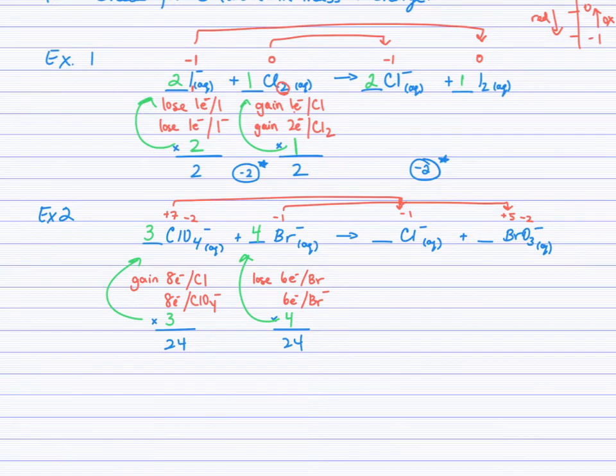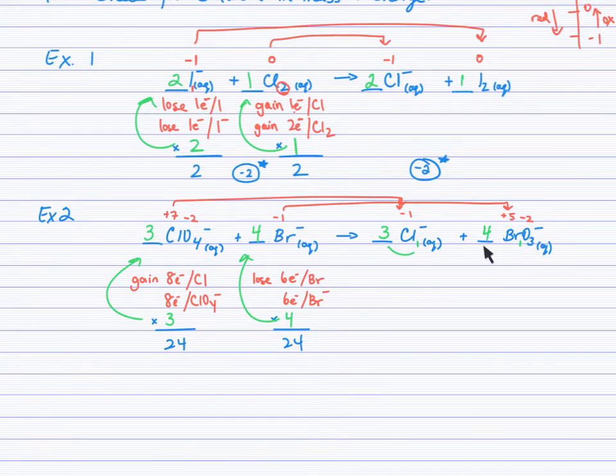So I see 3 chlorine on the left, so I'll come over here so that 3 times 1 here is 3, and 4 bromine, so I come over here, and 4 times 1 would be 4. Now we need to check oxygen. So we look at the oxygen on the left side, 3 times 4 is 12, and then come over to the right side, 4 times 3 is 12.